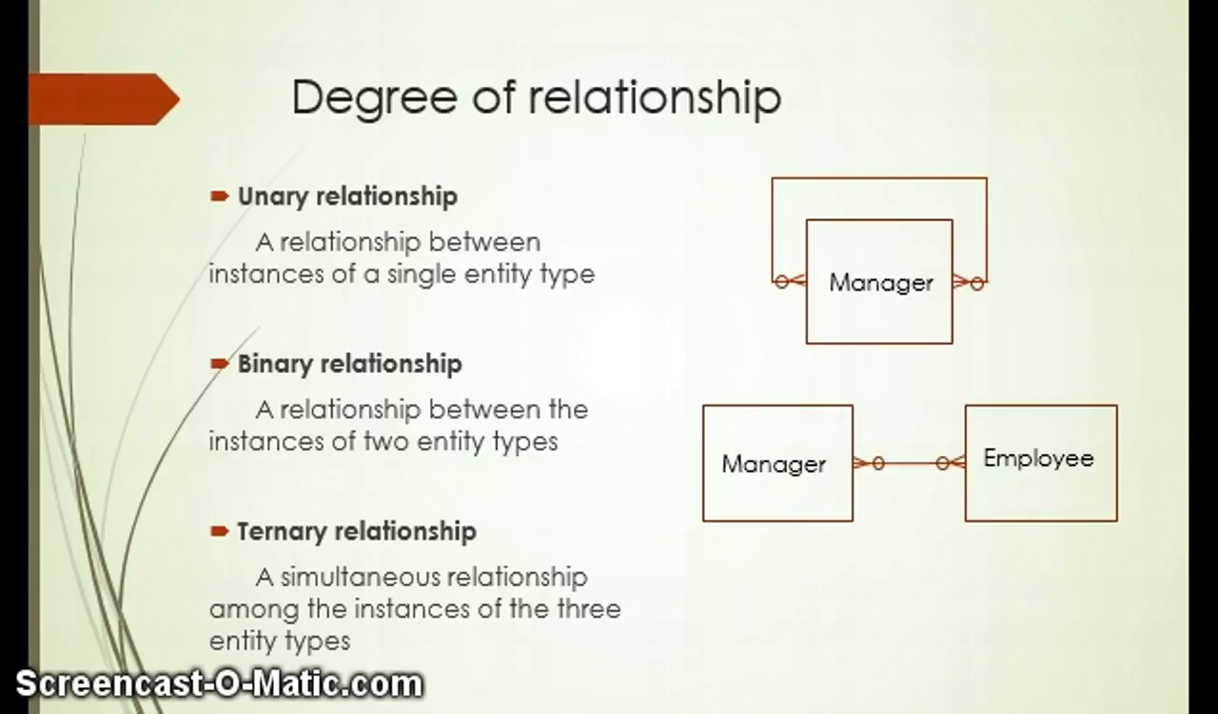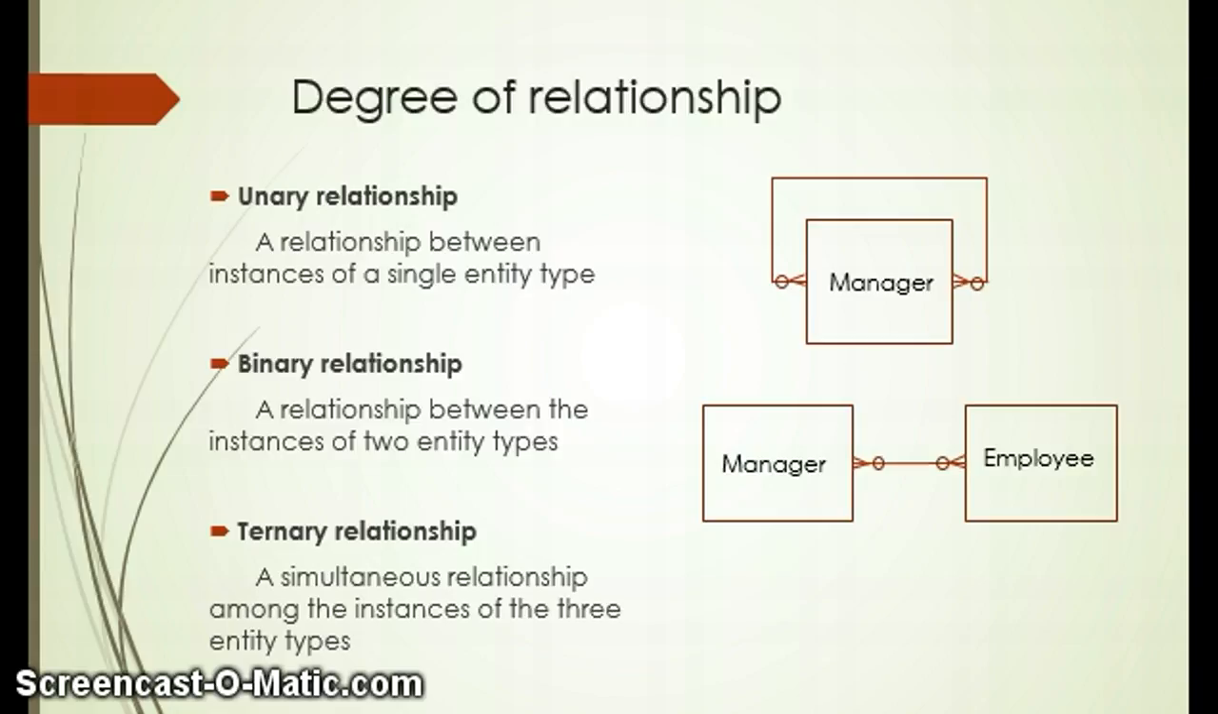Degree of relationship. Unary relationship is a relationship between instances of a single entity type. An example would be a manager. The manager is also an employee. Binary relationship is a relationship between the instances of two entity types. An example would be a relationship between the manager and the employee.